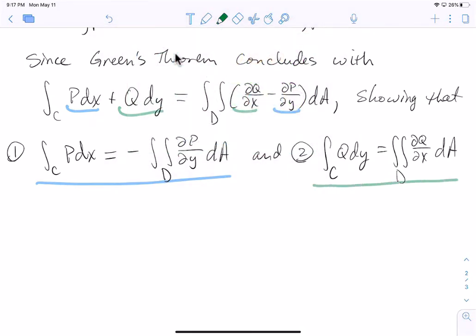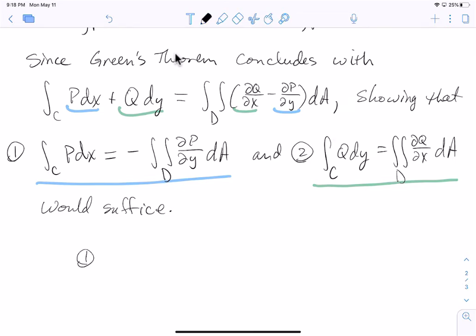That's the one I've got in green. Showing that these two equations are true will let us say, well then by adding these two results we end up with the statement of Green's theorem. In other words, showing that these two equations are true would suffice to prove Green's theorem.